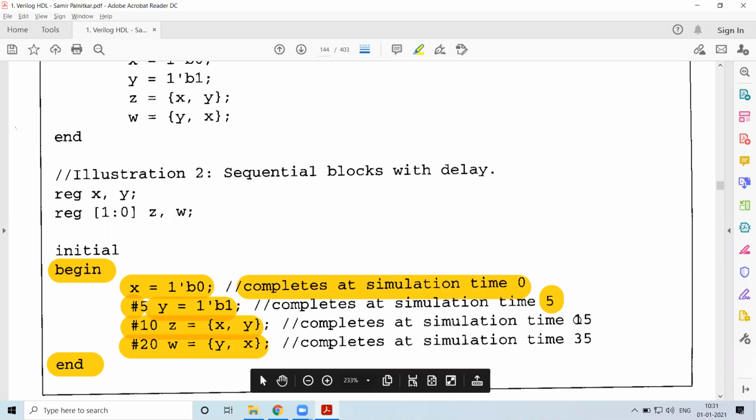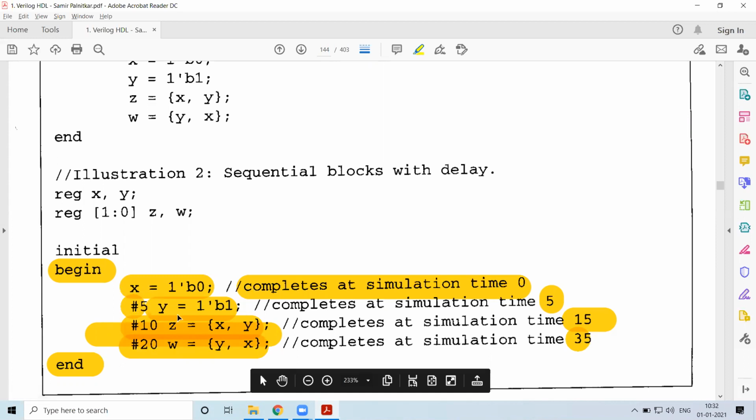So 10 plus 5, it will be 15 time units for this case. Up to this point, it is taking 15 time units, and 15 plus 20 will be 35 time units. Since it is one after the other, these delays you're specifying are dependent on the previous statements. And if it is continuous assignment, all are independent.